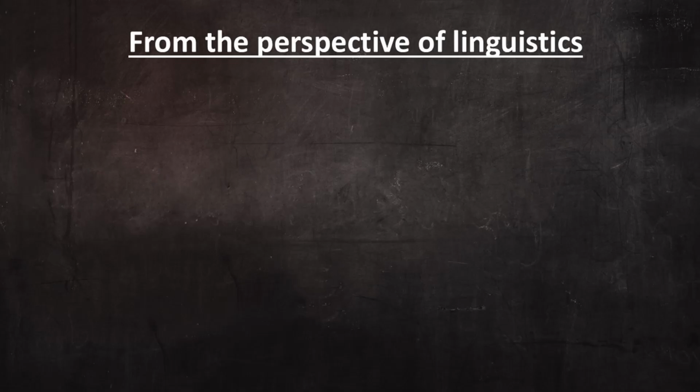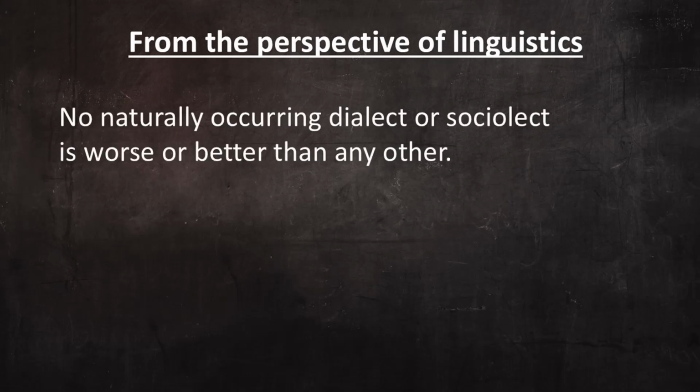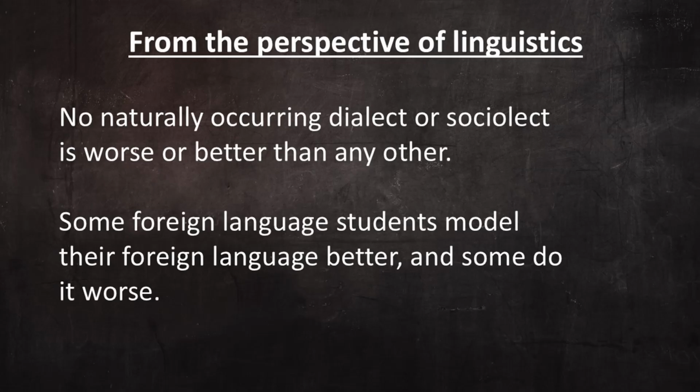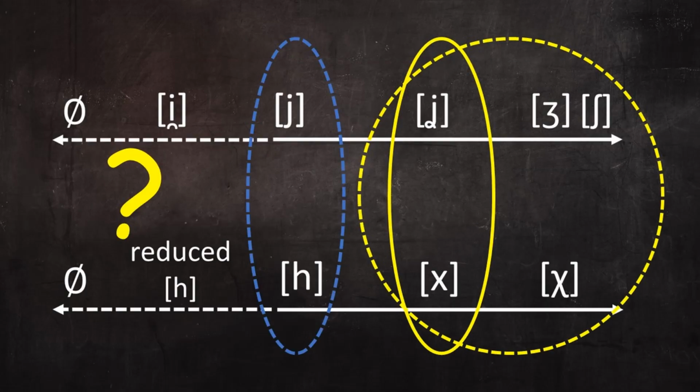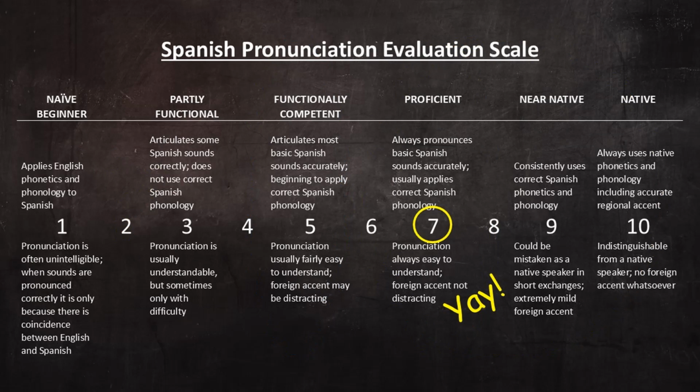So while from the point of view of linguistics, no naturally occurring dialect or sociolect of a language is worse or better than any other in an absolute sense, the spectrum of how well language learners model their second language does include good, bad, better, and worse. In all of my pronunciation videos, I describe how native Spanish speakers pronounce Spanish sounds, and typical inaccuracies and mispronunciations made by non-native students. As I've discussed in videos where I evaluate people's pronunciation, there are standards by which someone's proficiency in their foreign language can be analyzed and given some kind of numerical rating.